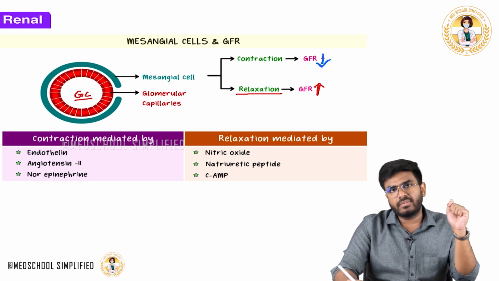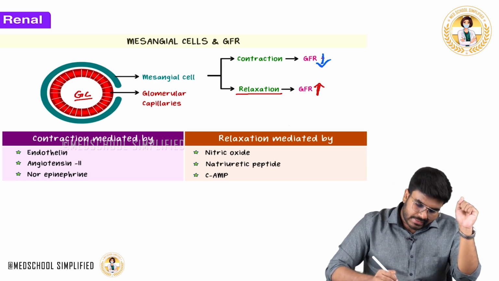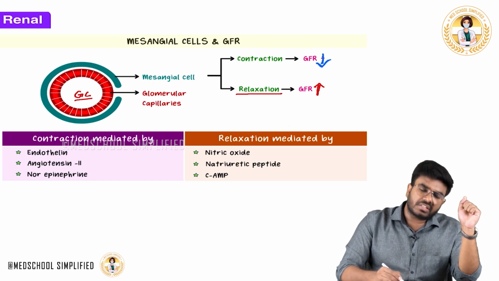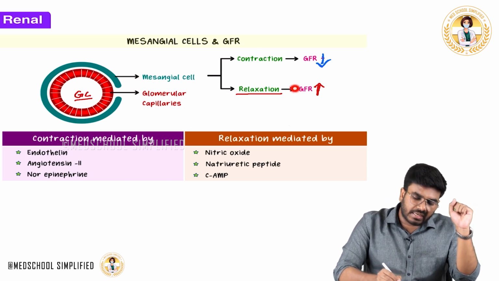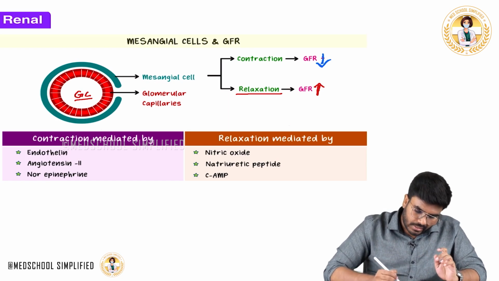More GFR, more the GFR. Okay. Now point is, this mesangial cell contraction is caused by which agents? And the mesangial cell relaxation is caused by which agents? Okay. Now please concentrate here.